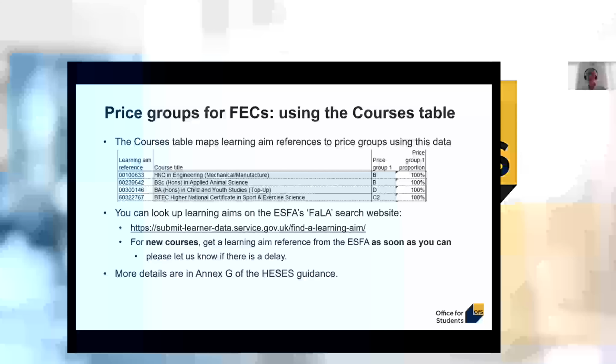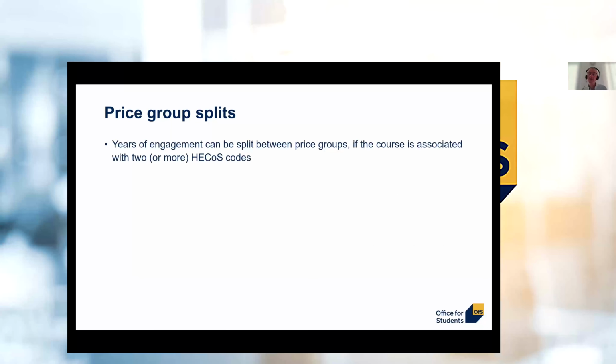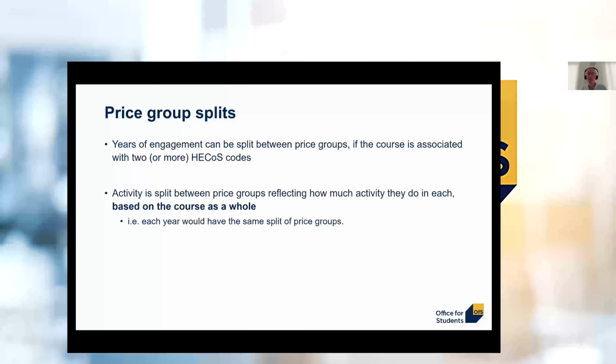So let's return to the idea of a course's content falling under more than one price group. In other words, the idea of price group splits, which I mentioned a moment ago. This applies to all providers. If a course has elements that fall into more than one price group, years of engagement can be split between those price groups if it's associated with 2 or more HECOS codes. So the important principle here is that activity is split between price groups to reflect how much activity students do based on the course as a whole.